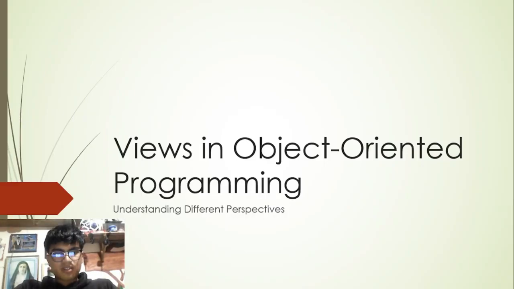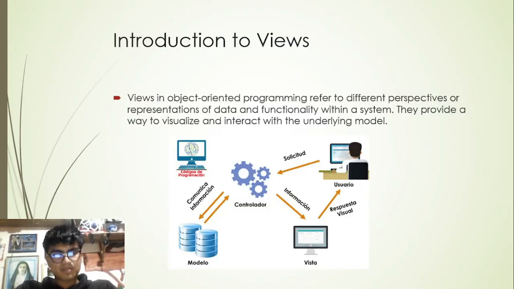Views in object-oriented programming: understanding different perspectives. Introduction to views. Views in object-oriented programming refer to different perspectives or representations of data and functionality within a system. They provide a way to visualize and interact with the underlying model.